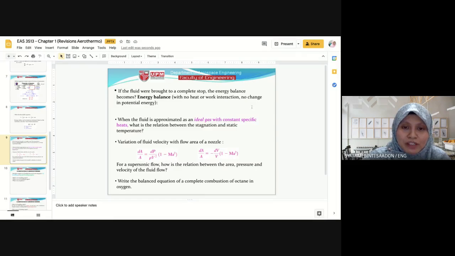Okay, if the fluid were brought to a complete stop, the energy balance becomes what? Here we assume no heat, no work interaction, and no change in potential energy. Potential energy, the rho gh. No heat added, no heat loss, no work interaction, and no change in potential energy. So what is the energy balance?